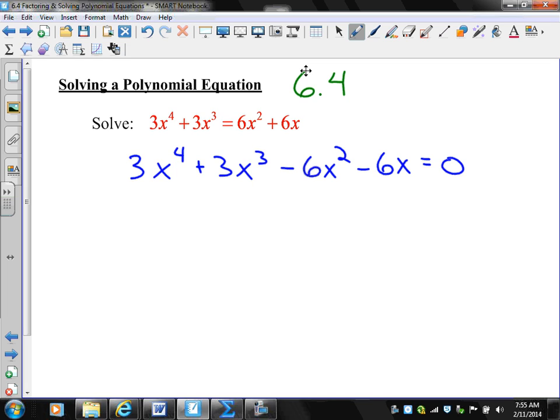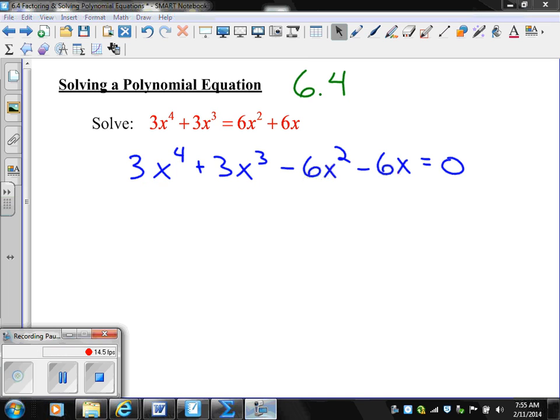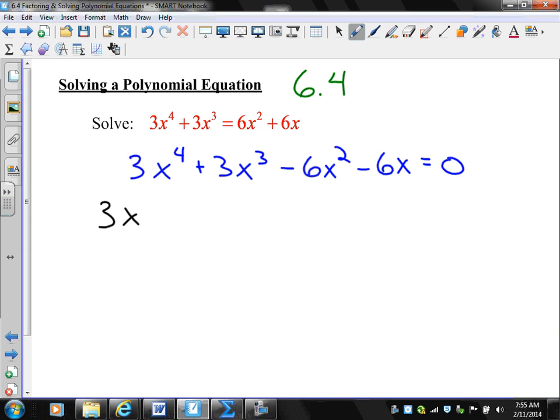So the first thing that we notice, hopefully, is that we have a common factor with all our terms. We can factor out a 3 in all these terms, and there's also an x, right? There's an x there, an x, and there's an x in there. So I'm going to factor both of those things out of my terms. I'm going to pull out a 3x, and now I need to think, okay, 3x times what is going to give me 3x to the fourth? Well, that's going to be x cubed.